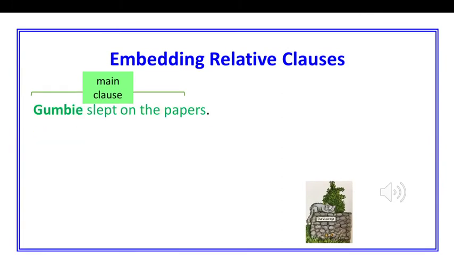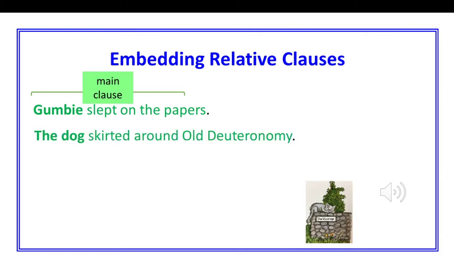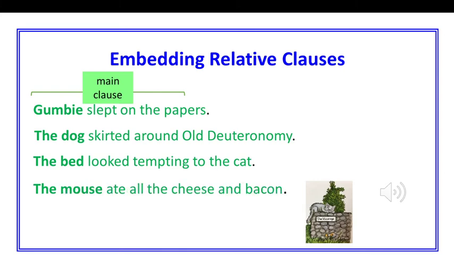So if we look here, we've got some main clauses. So we have Gumby slept on the papers, we have the dog skirted around old Deuteronomy. We have the bed looked tempting to the cat. And we have the mouse ate all the cheese and bacon.